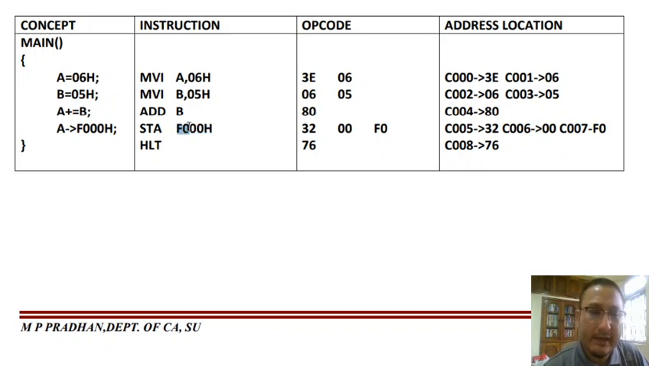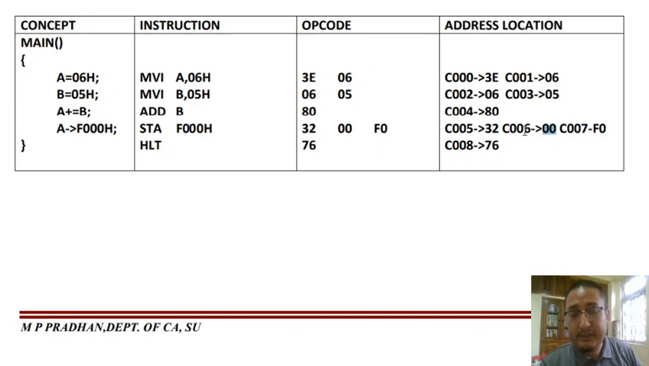F0 here is the higher byte, 00 here is the lower byte. Okay, so now what we need to do is store the higher byte in the higher address space, that is C007, and the lower byte in the lower address space, that is C006.